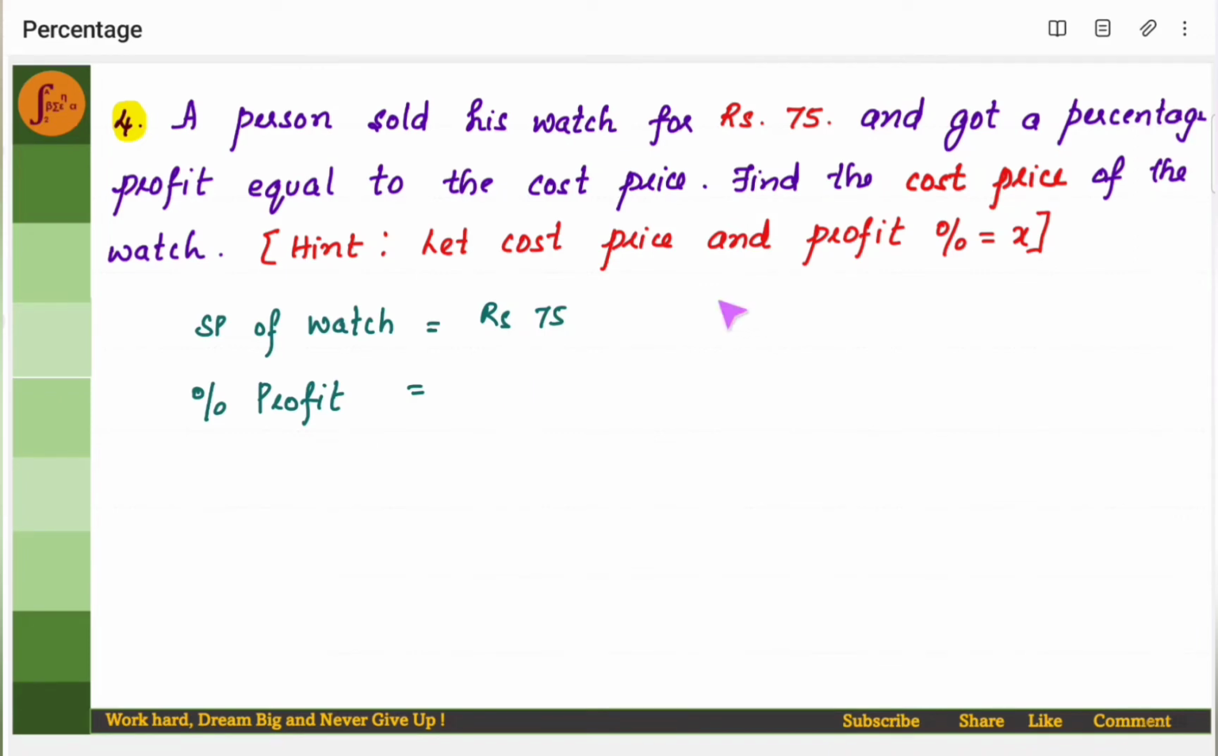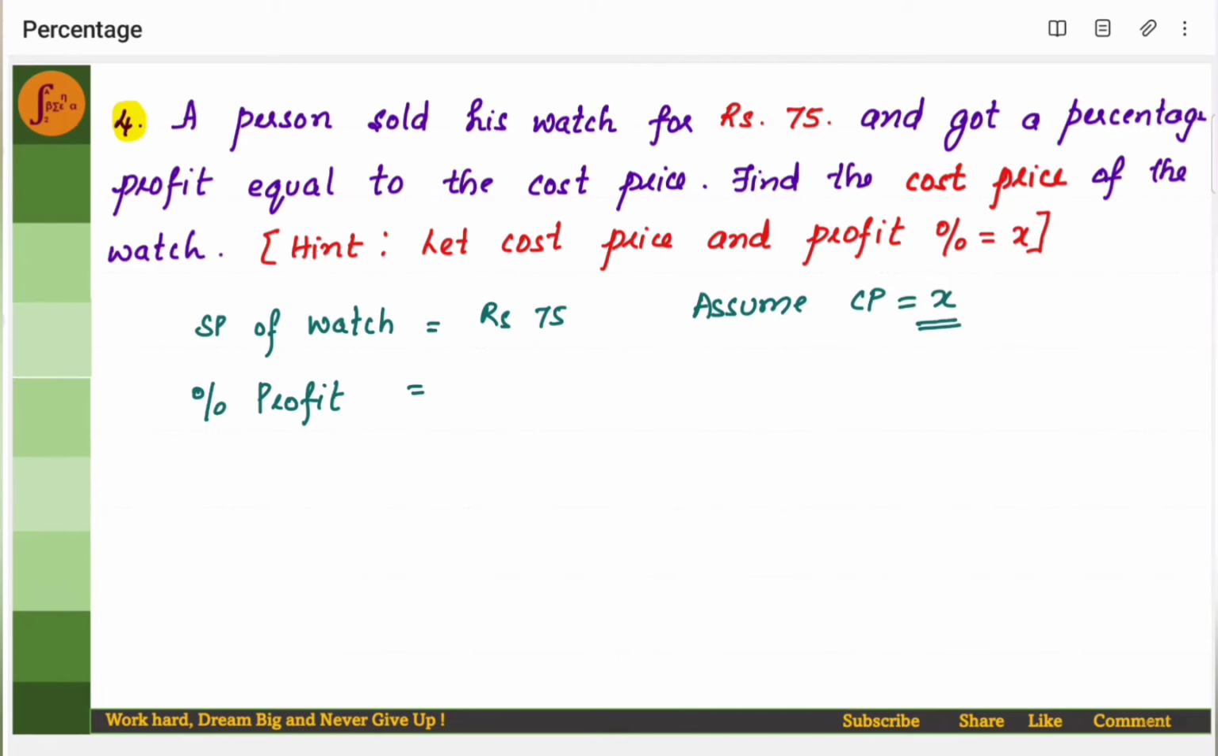Now we don't know what the cost price is. Let's assume cost price is equal to X. Anyway, they have also given the clue here: let cost price be equal to X. Even if they have not given the clue, we should always assume that cost price is X when it is not given in the question.